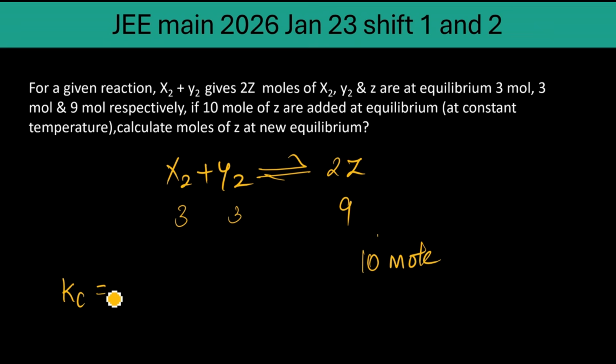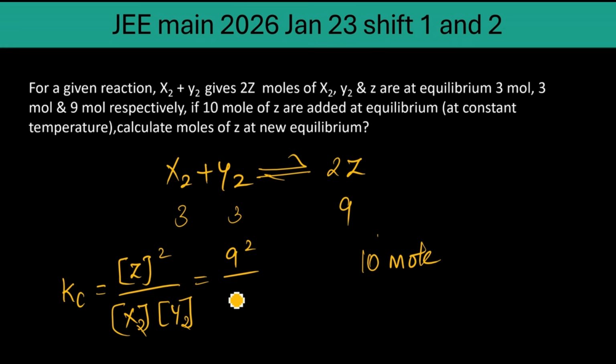So Kc is equal to Z square by X2 and Y2, right? So 9 square, 3 into 3, that will become 81 by 9, that is 9. Now what about the new Kc? So after adding Z, some amount of Z decomposes to turn back to X2 and Y2, because this is maintaining an equilibrium, right? That I don't know. How much Z turns back to X2 and Y2, that I don't know.